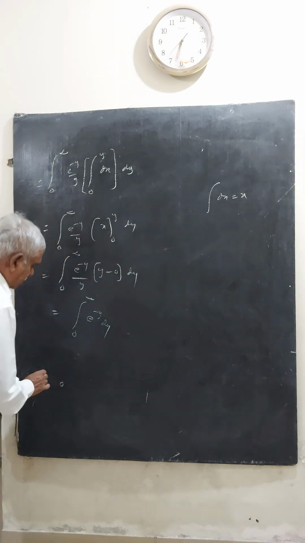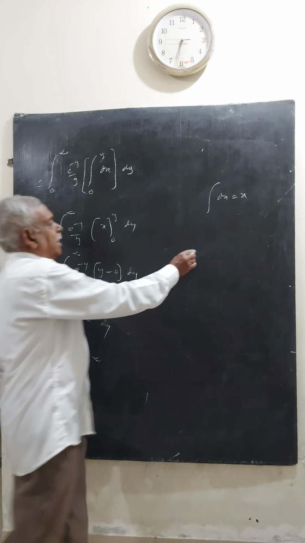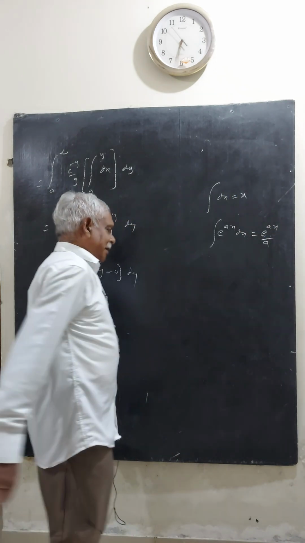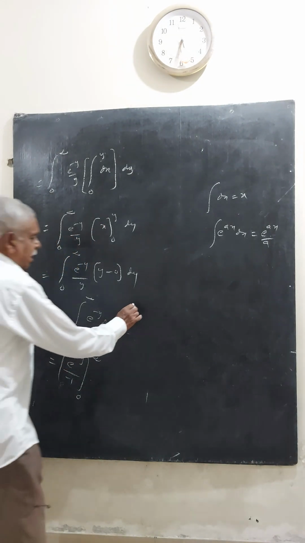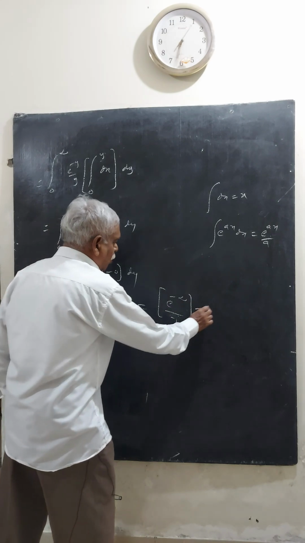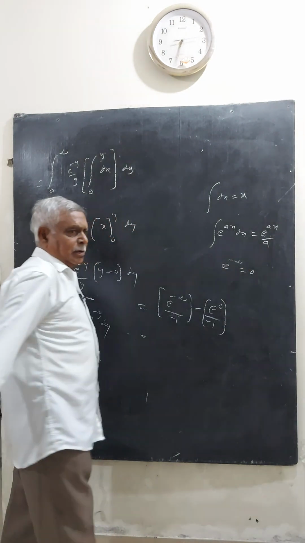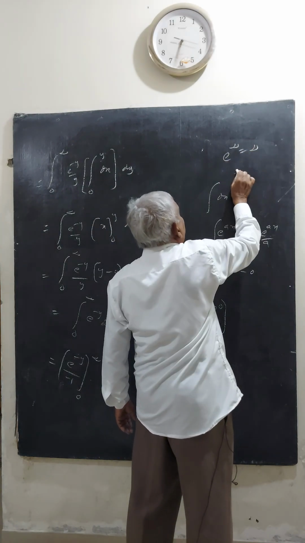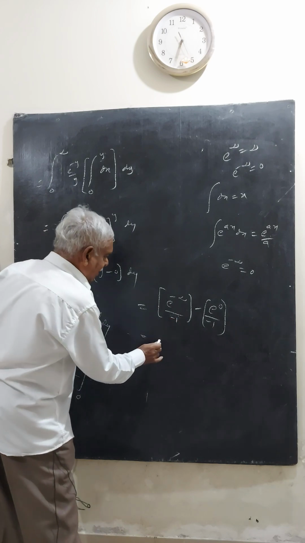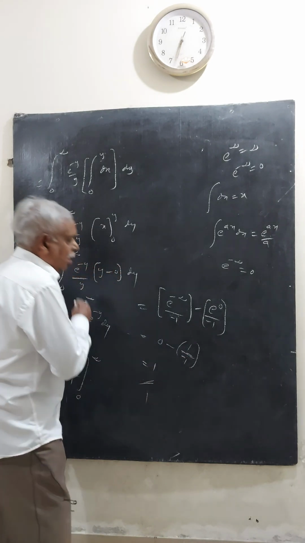Integrating, we get e power minus y by minus 1, with limits 0 to infinity. The integration of e power ax dx equals e power ax by a. This is the basic integration. Here a is minus 1. For the upper limit, e power minus infinity by minus 1, and for the lower limit, e power 0 by minus 1. E power minus infinity is always 0, since e power infinity equals infinity and e power minus infinity equals 0. We shouldn't forget this; it comes at all places. E power 0 is 1, so 1 by minus 1, which is minus minus plus 1. 1 is the answer.